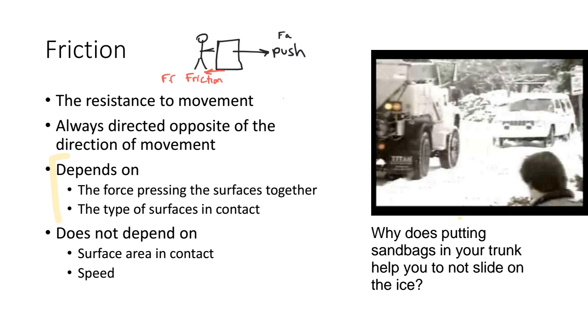Friction depends on the force pressing the surfaces together and the types of surfaces in contact. For example, if two surfaces are pressed together more forcefully, there will be more friction. And if the two surfaces are rougher, then there will be more friction. Friction does not depend on the surface area in contact or the speed at which they interact.